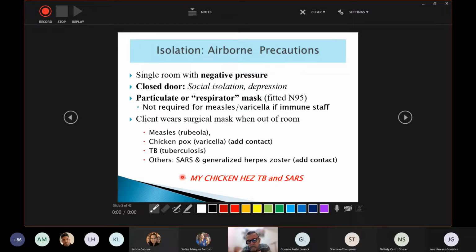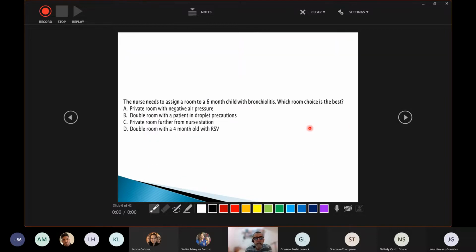Because I think a nurse should know this little history. Okay, nurses need to know the history of the diseases. Okay, so now there is a mnemonic: my chicken has TB and SARS. So my measles, chickenpox has generalized herpes zoster, TB and SARS. Okay, those are the airborne ones. Let's see. It is a reproduction of an NCLEX question.